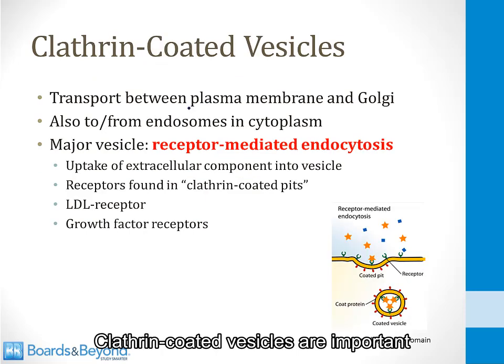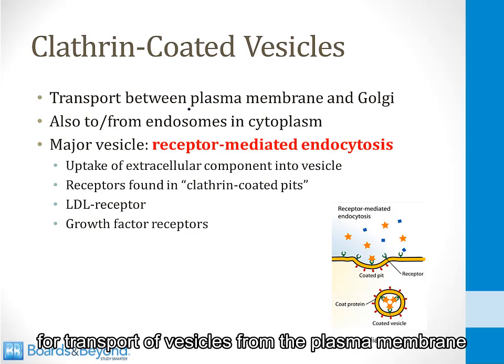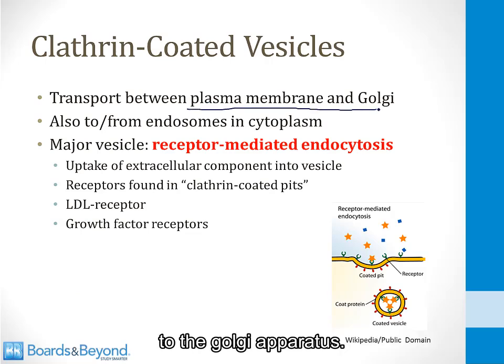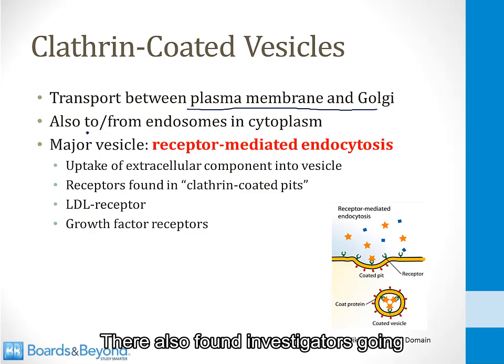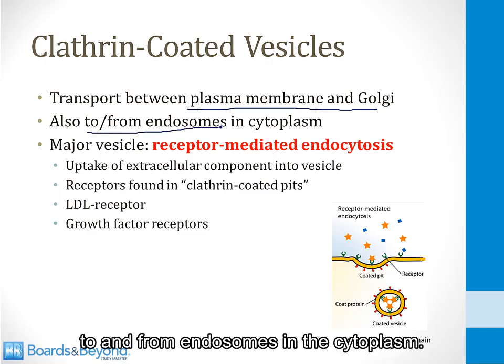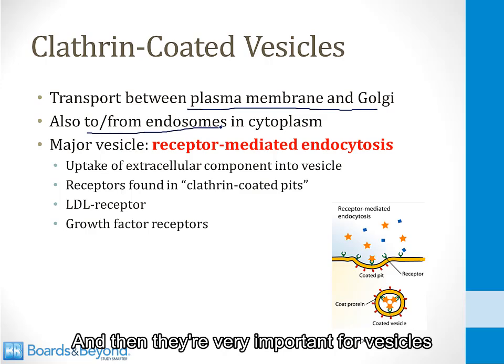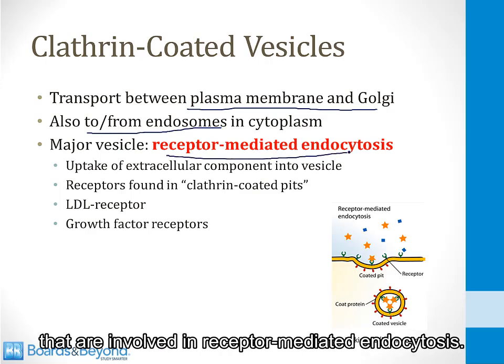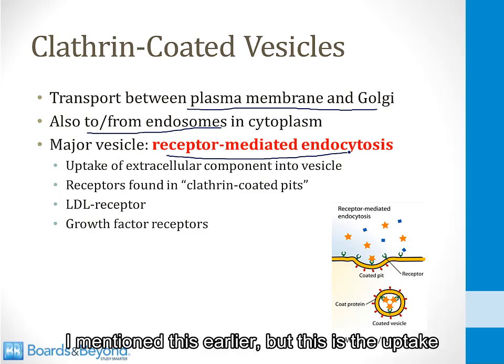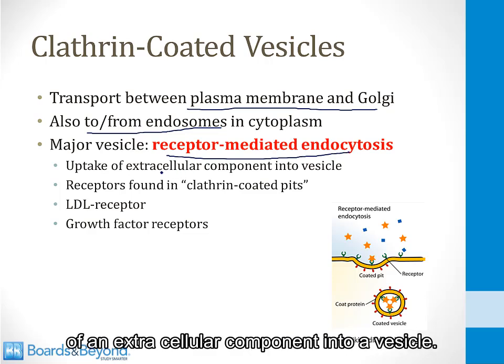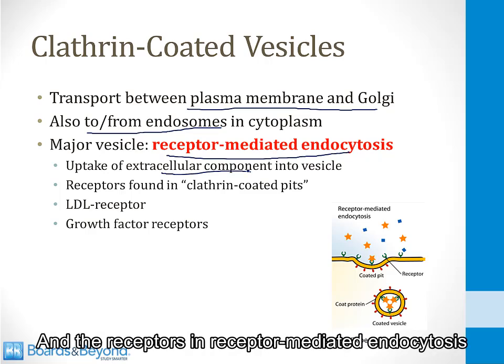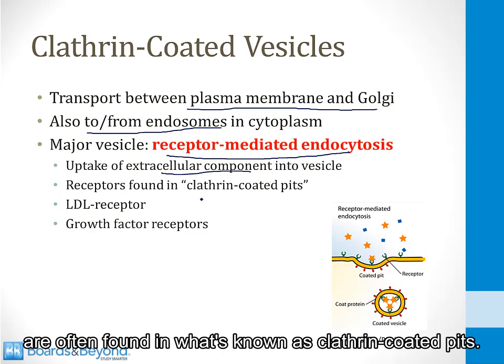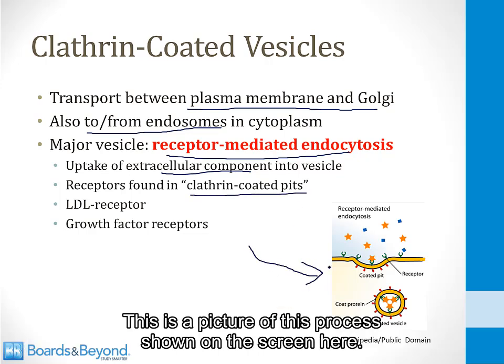Clathrin-coated vesicles are important for transport of vesicles from the plasma membrane to the Golgi apparatus. They're also found on vesicles going to and from endosomes in the cytoplasm. And then they're very important for vesicles that are involved in receptor-mediated endocytosis. I mentioned this earlier, but this is the uptake of an extracellular component into a vesicle. And the receptors in receptor-mediated endocytosis are often found in what's known as clathrin-coated pits. This is a picture of this process shown on the screen here.